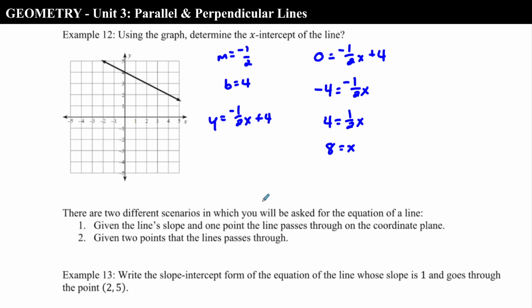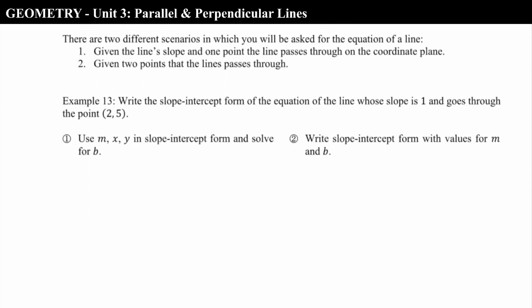Now there are two given scenarios in which you'll be asked for the equation of a line. If you're given the line's slope and one point that the line passes through, or if you're given 2 points that the line passes through. So let's see how we solve for both of those situations.